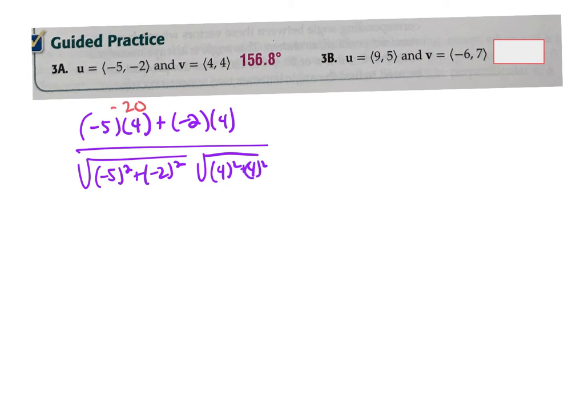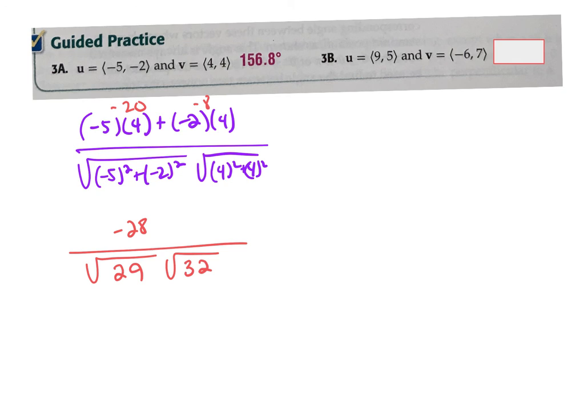So this is negative 20. This is negative 8. So my numerator is negative 28. In the denominator, we have 25 plus 4, which is 29, and 16 plus 16 is 32. So far, so good. We can simplify a little bit here. 29 we can't simplify, but 32 we can. We can take a 4 out, and square root of 2.